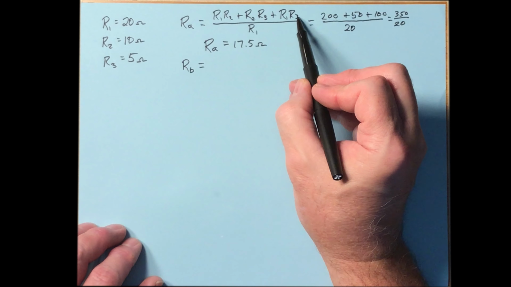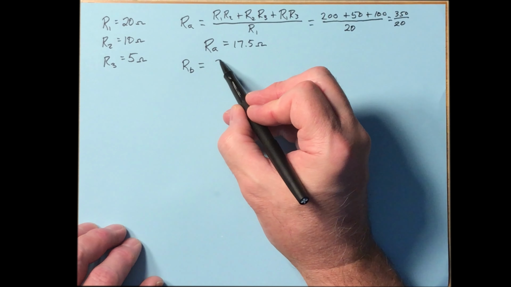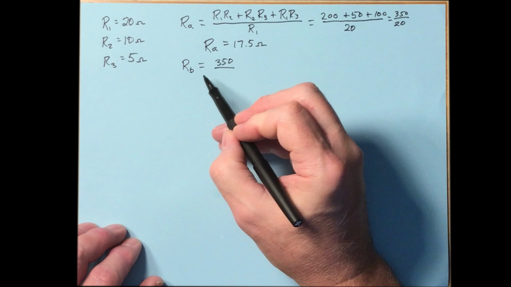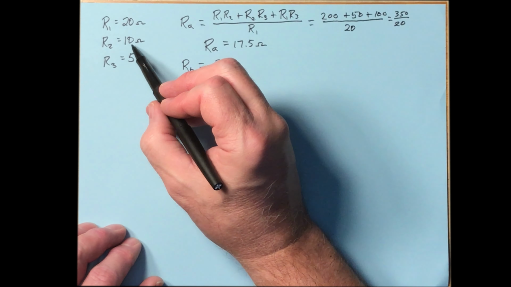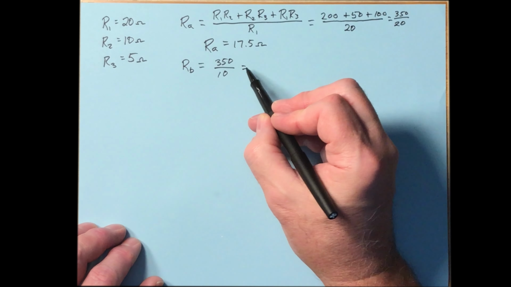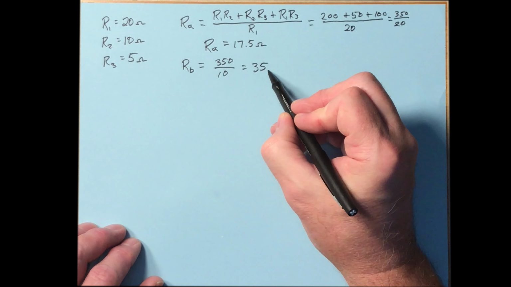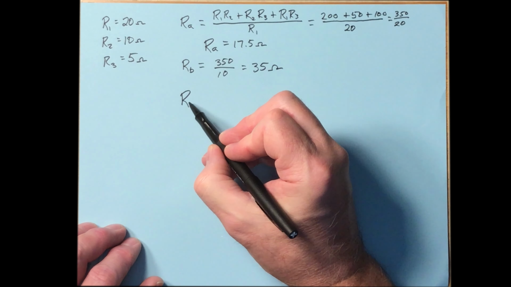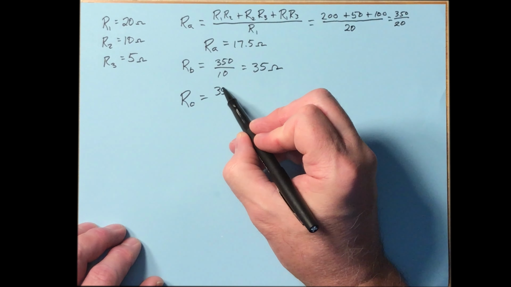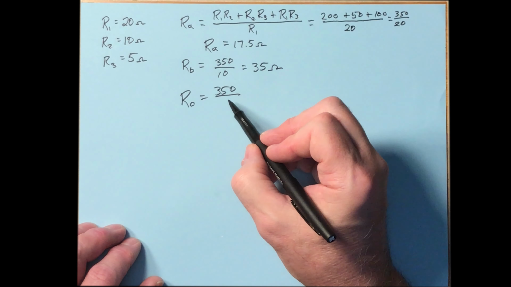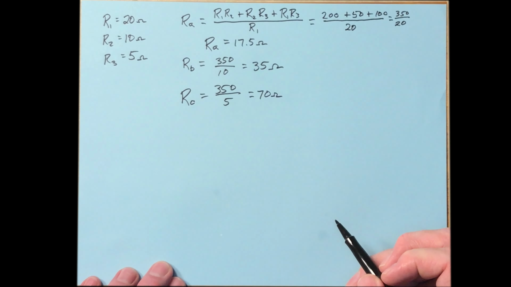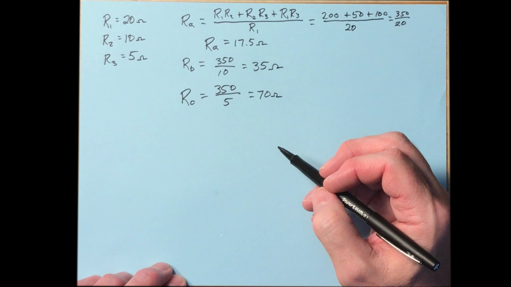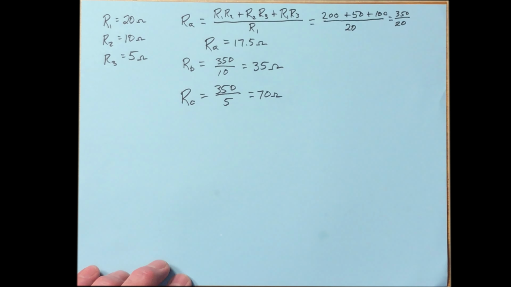Let's do the same thing for R sub B. Now the top part of the fraction is going to be the same, so it's going to be 350 divided by R2, which is going to be 10. So this is going to be 35 ohms. Then R sub C is going to be 350 divided by 5, so that looks like it's going to be 70. Okay, so we've got our three values for R_A, R_B, and R_C.